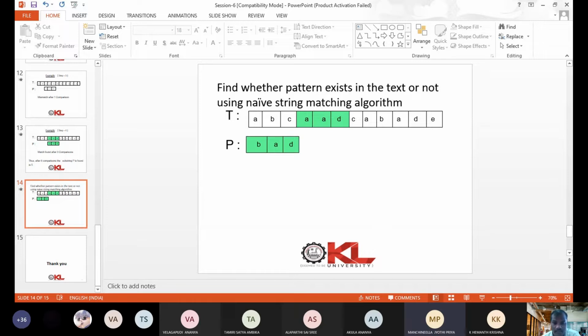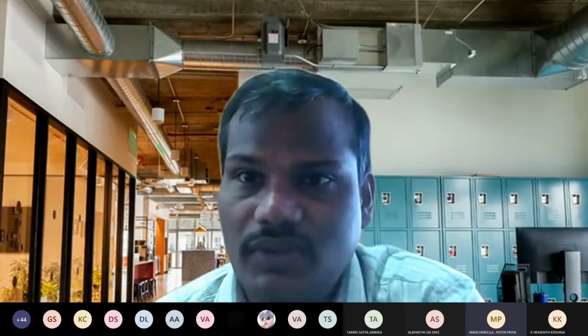Right. Now we will move on to another string matching algorithm, that is the Rabin-Karp algorithm.